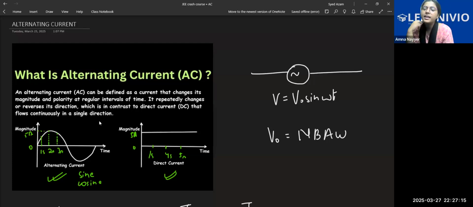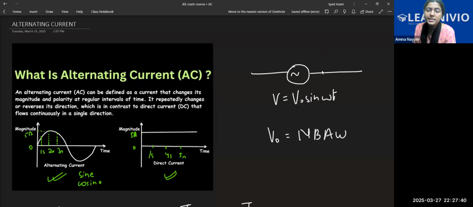So an alternating current can be defined as a current that changes its magnitude and polarity at regular intervals of time. It repeatedly changes or reverses its direction, which is in contrast to direct current, DC, that flows continuously in a single direction. So direction and the magnitude, these are the two differentiating points of alternating current.